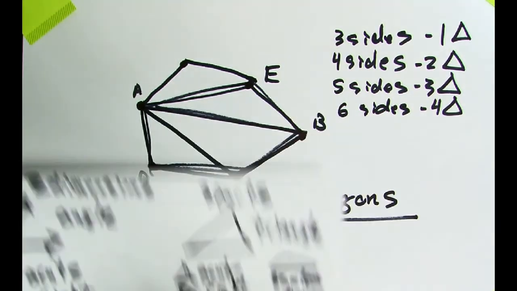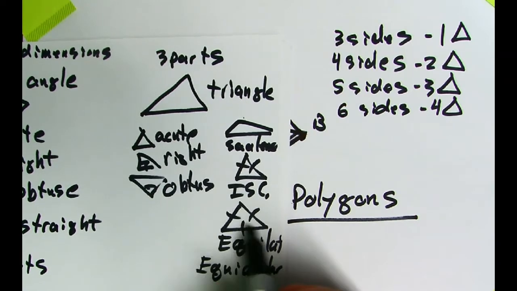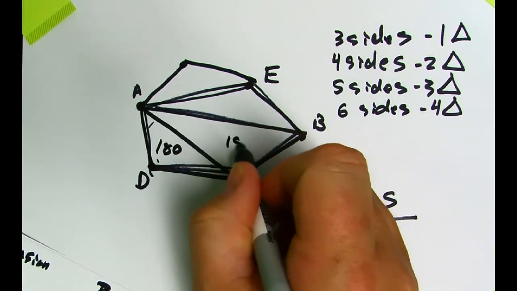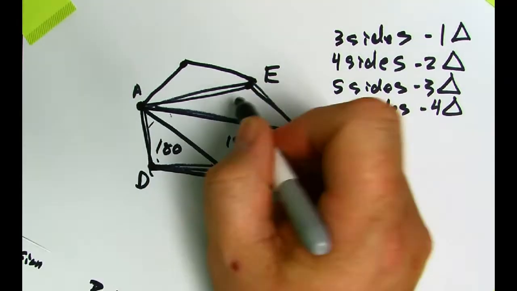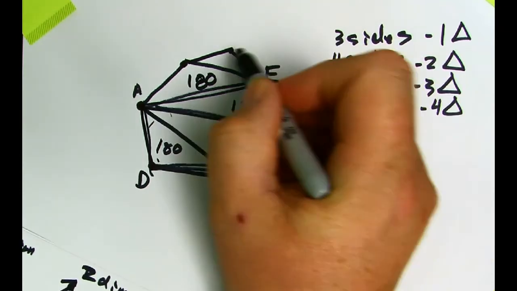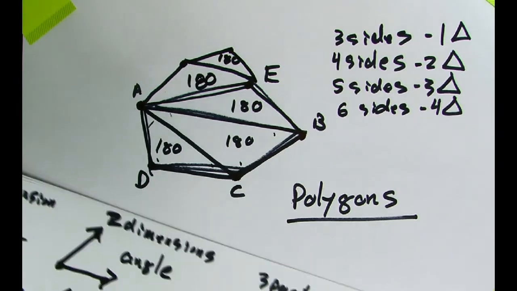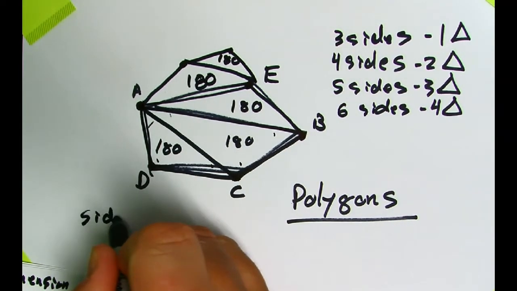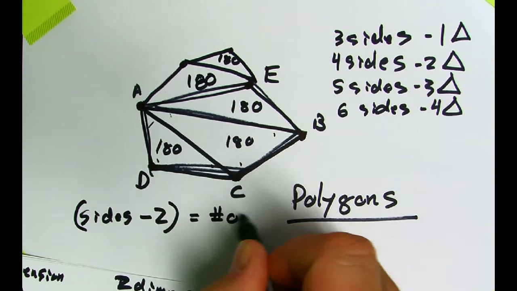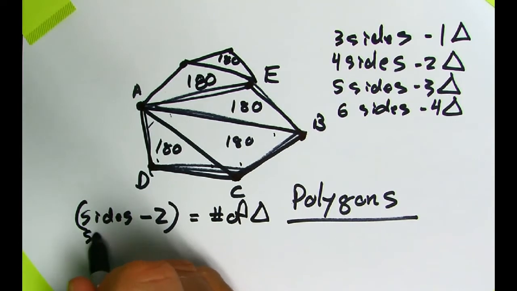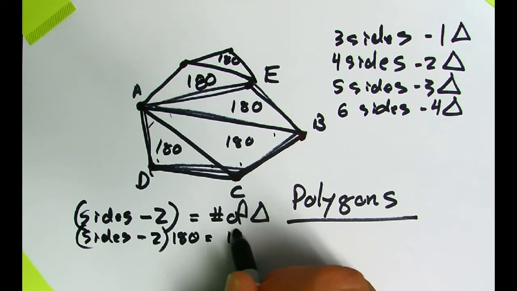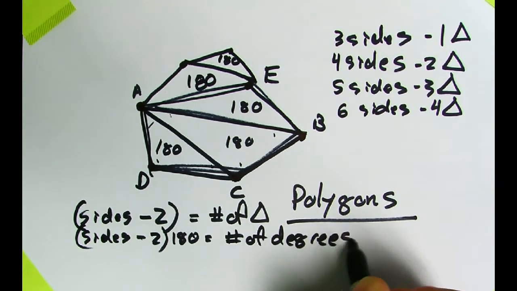Polygons, if any triangle contains 180 degrees, 60, 60, 60. If this triangle contains 180 degrees, here, here, here, and this triangle contains 180 degrees, here, here, here, and here, and here, and every time I add a point, I add another triangle and another 180 degrees, what you will find is that however many sides there are, we simply subtract 2, and that is the number of triangles. If we take the number of sides minus 2 times 180, that is the number of degrees in a given figure.